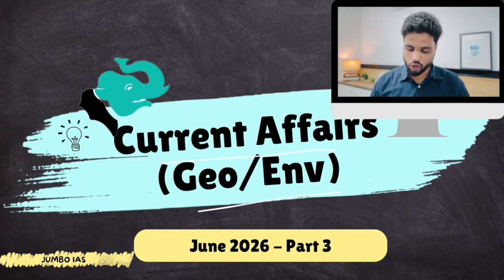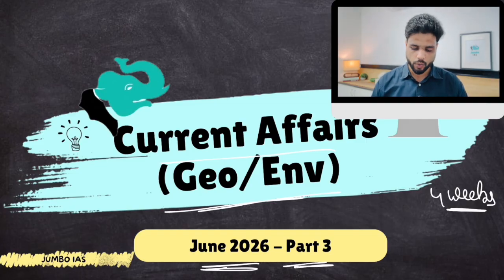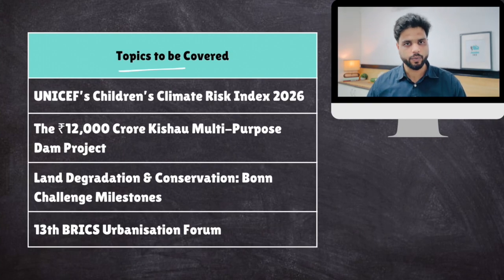Let's start. Let's begin. So current affairs, geography and environment, June part 3. As you all know, one month has four weeks. We have already covered the first two weeks of the month of June with respect to geography and environment. This is week number 3. And what are the topics that we are going to cover? Well, these are the topics that are going to be covered.